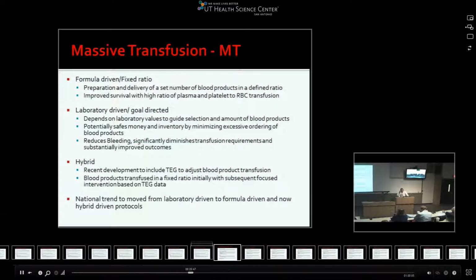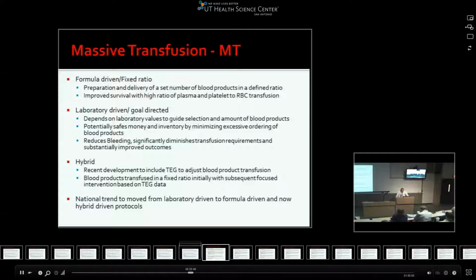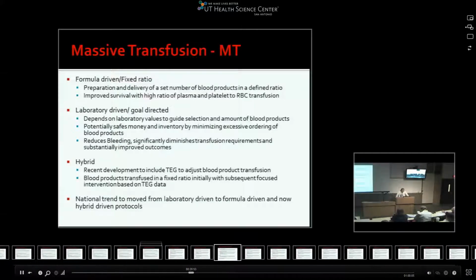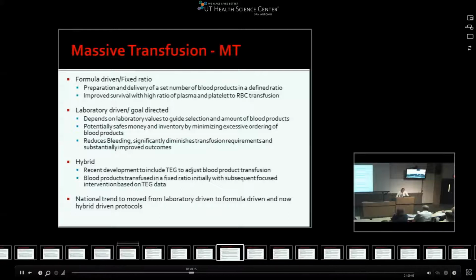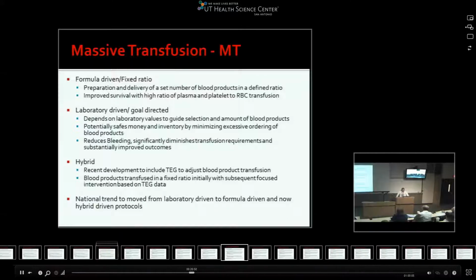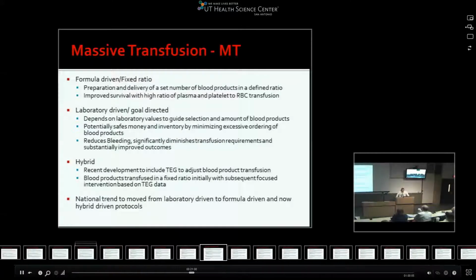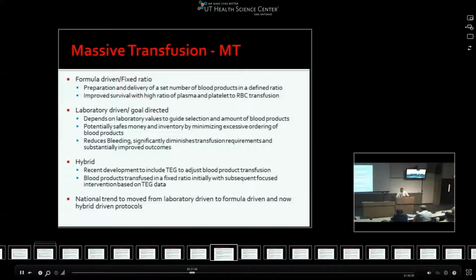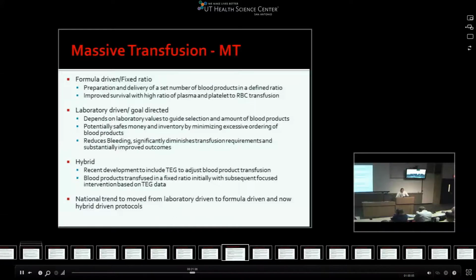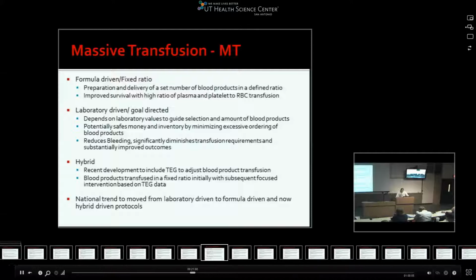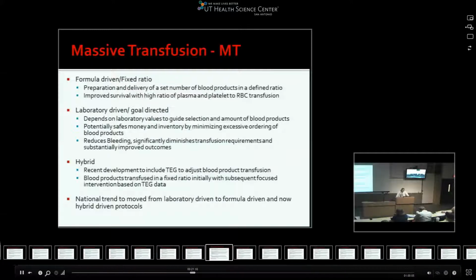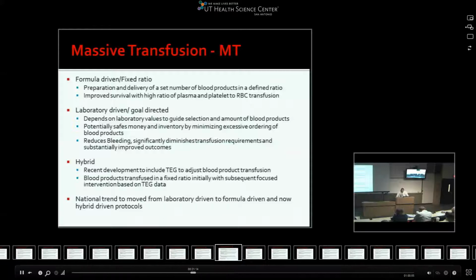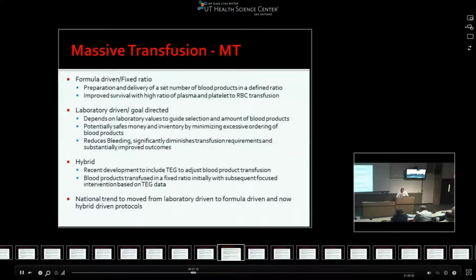There are a couple of different ways to do a massive transfusion protocol. There are formula-driven or fixed ratio protocols, like the one that we have at the university, where preparation and delivery of a set number of products in a defined ratio is performed, versus a laboratory-driven or goal-directed protocol, which depends on laboratory values to guide selection and amount of blood products. The thought is that in those settings, this potentially saves money and inventory by minimizing excessive ordering of blood products.